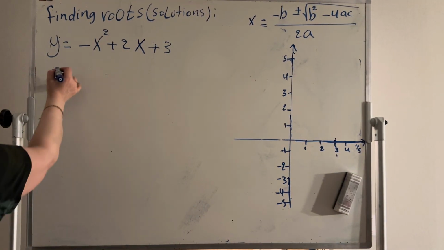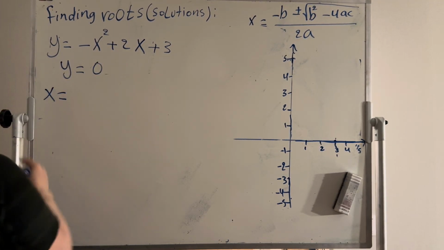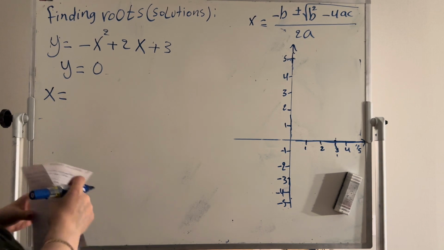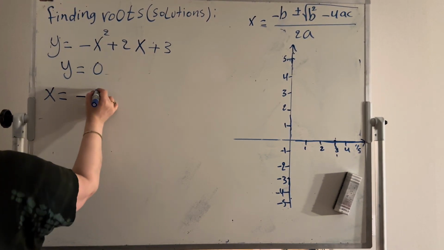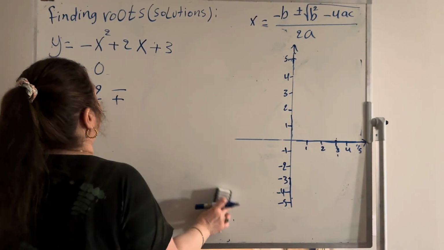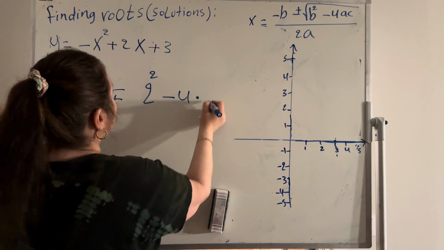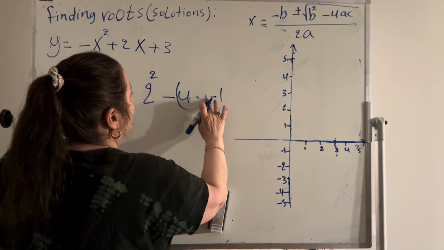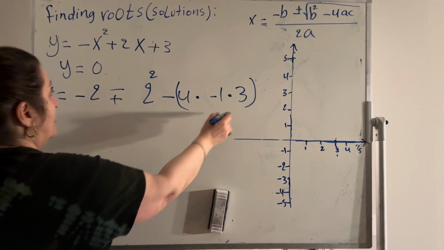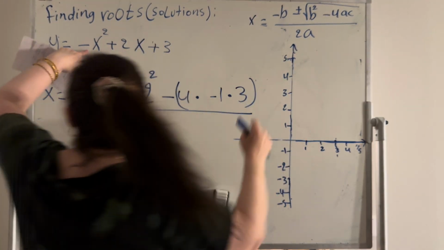First I will set y equals 0, and then I will use the ABC formula. x equals... here b equals 2, a equals minus 1, and c equals 3. So x equals minus b, which is minus 2, plus or minus the square root of b squared, which is 2 squared, minus 4 times a, which is minus 1, times c, which is 3. All of this divided by 2 times a, which is minus 1.